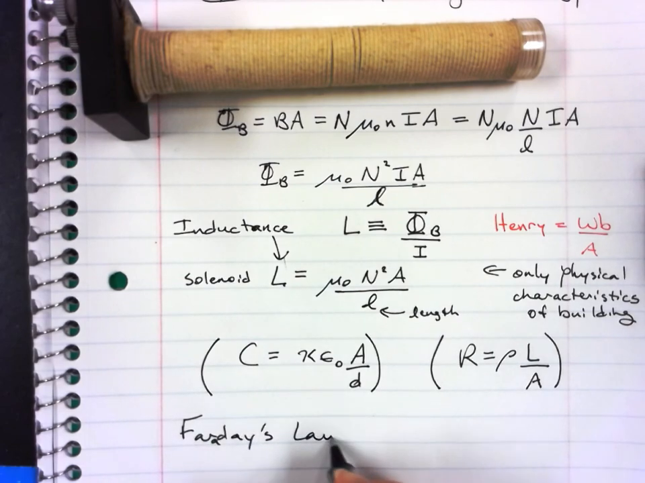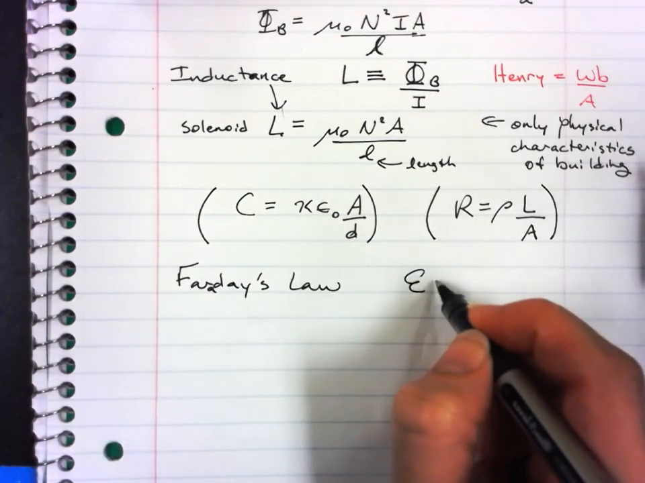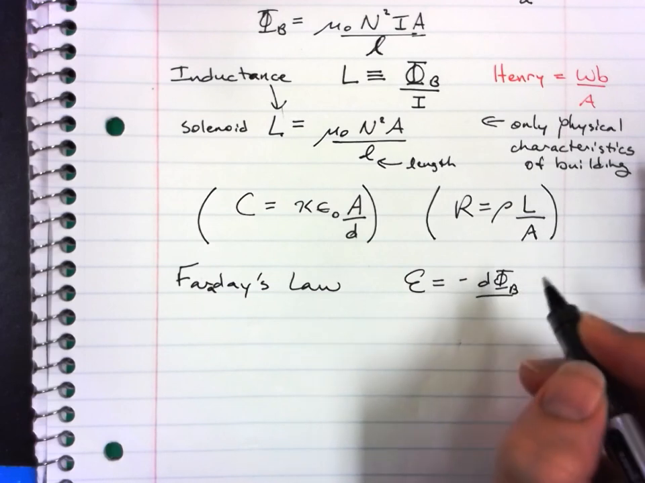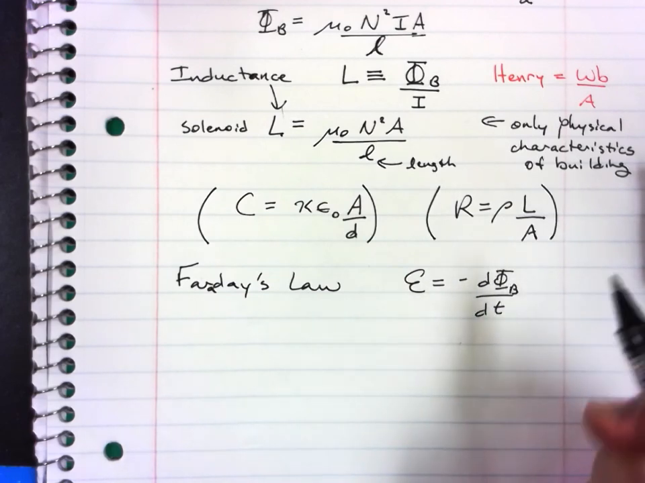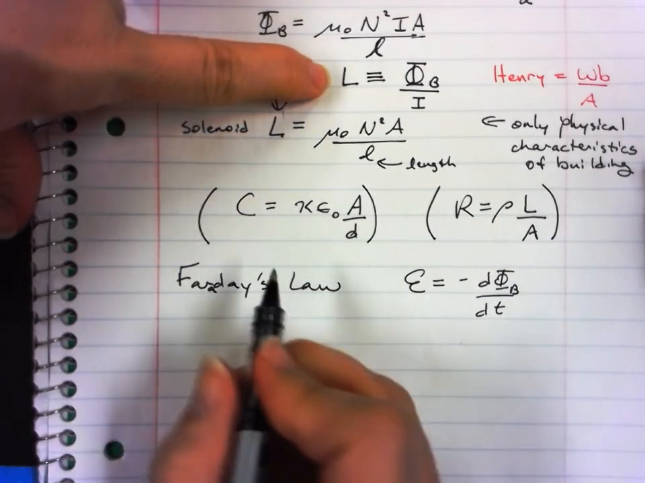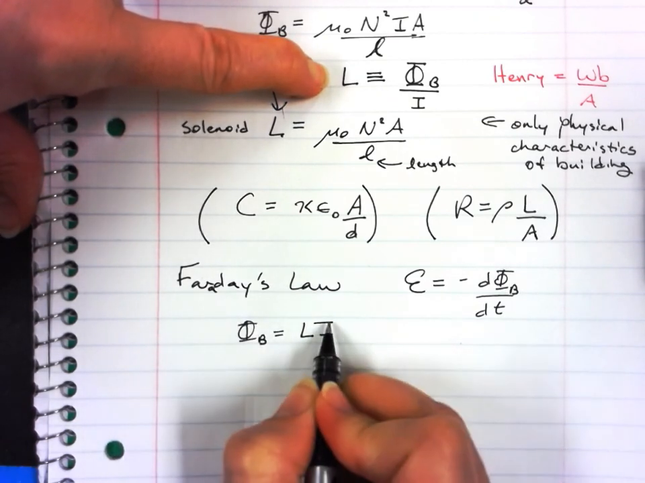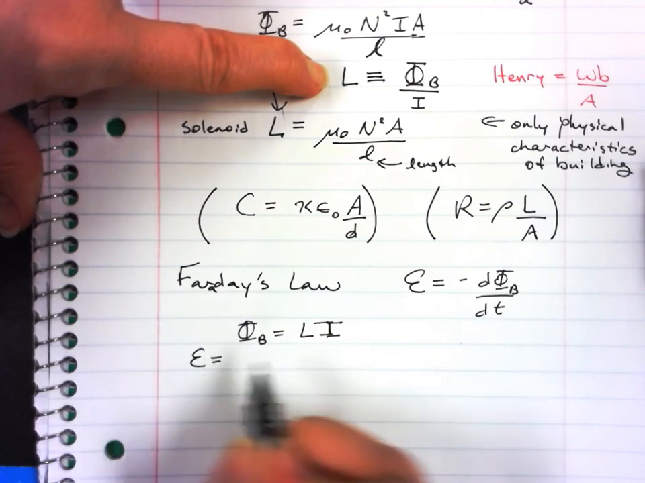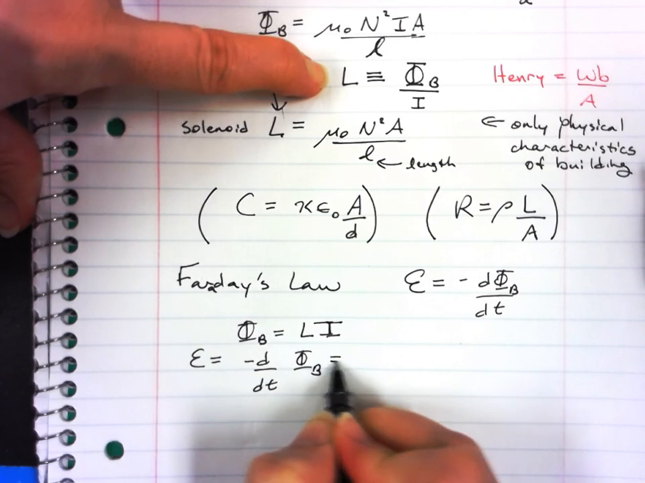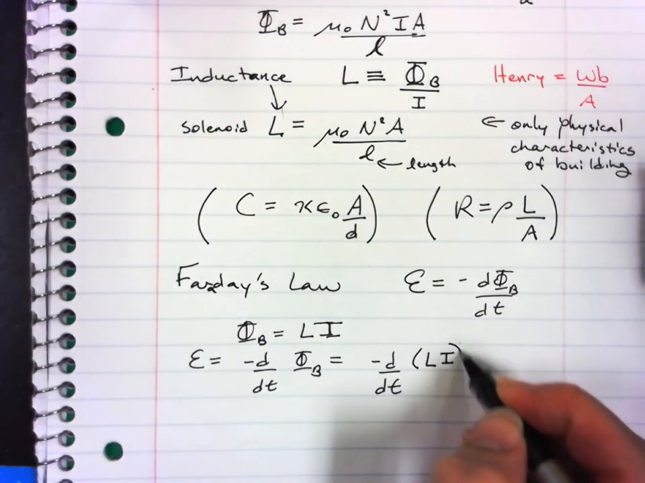Faraday's law, and that's right at the bottom of the paper. Faraday's law, remember, is EMF equals negative rate of change of the magnetic flux. If we rewrite this equation, flux is equal to L times I. So an EMF is generated if we take the negative derivative of this, the negative derivative of L times I.